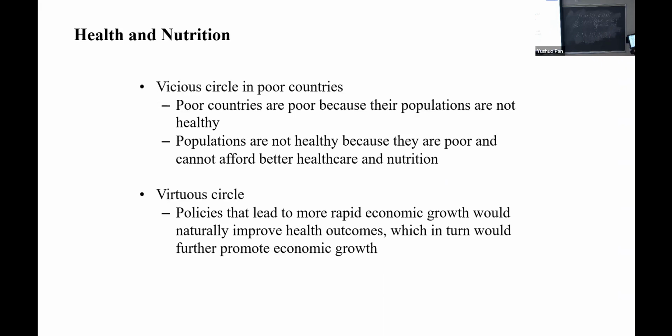So, a vicious circle in poor countries. Poor countries are poor because their populations are not healthy, and the populations are not healthy because they are poor and can't afford better healthcare and nutrition. Virtuous circle: policies that lead to more rapid economic growth would naturally improve health outcomes, which in turn would further promote economic growth. That's the virtuous circle and the vicious circle.